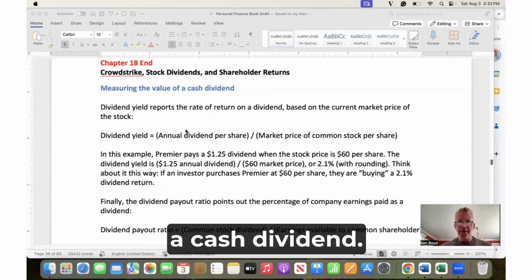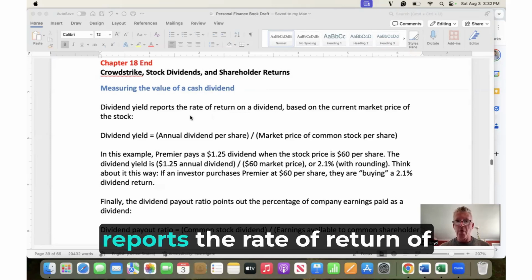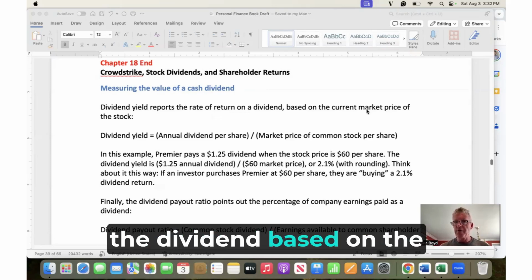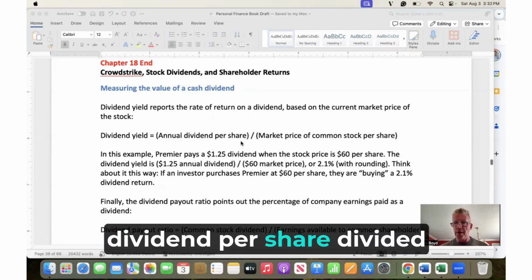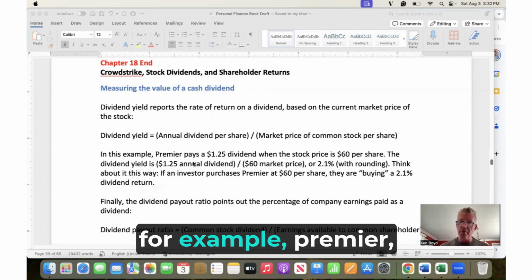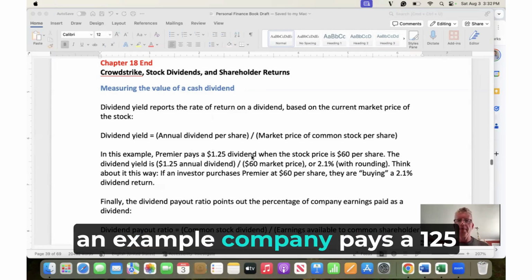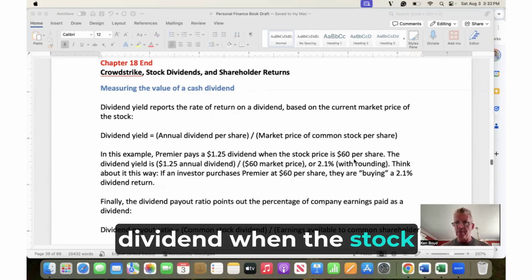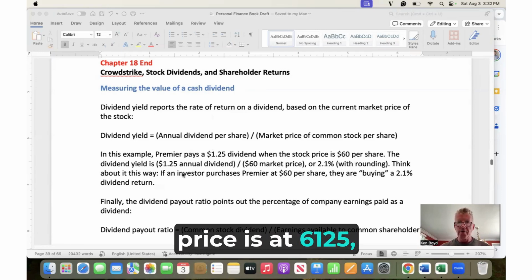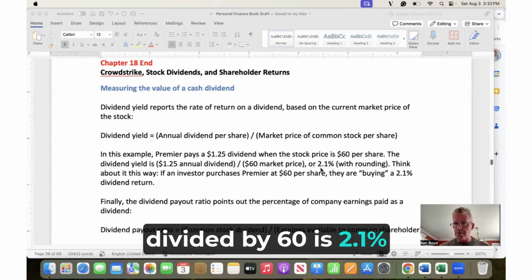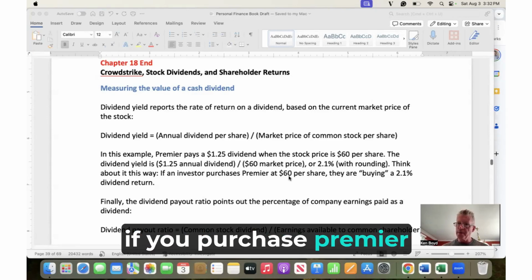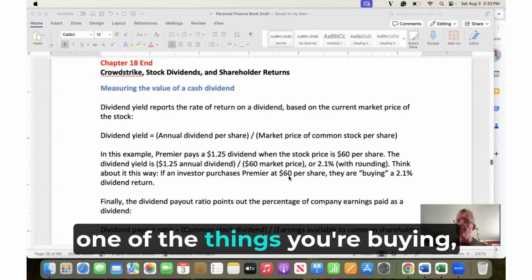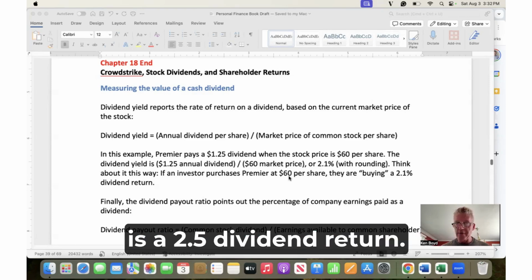Measure the value of a cash dividend. Dividend yield is a term that reports the rate of return of a dividend based on the current market price of the stock. The formula is the annual dividend per share divided by the market price. So for example, Premier, an example company, pays a $1.25 dividend when the stock price is at $60. 1.25 divided by 60 is 2.1% with rounding. So the way to think about it is, as an investor, if you purchase Premier at $60 a share, one of the values you're buying is a 2.1% dividend return.